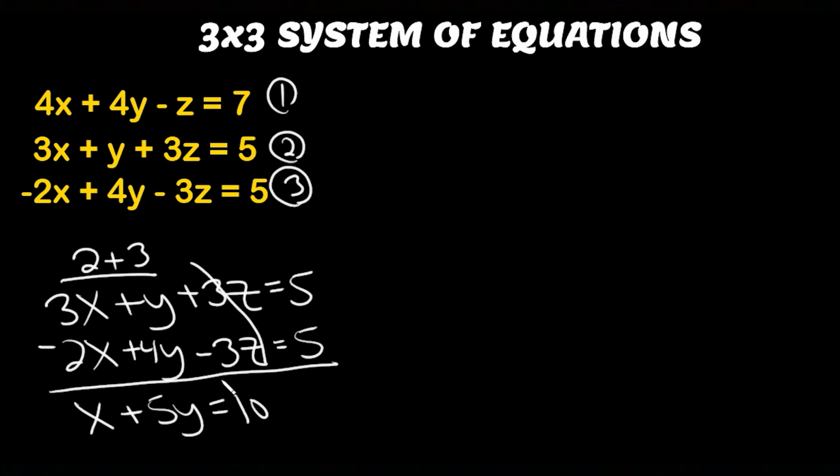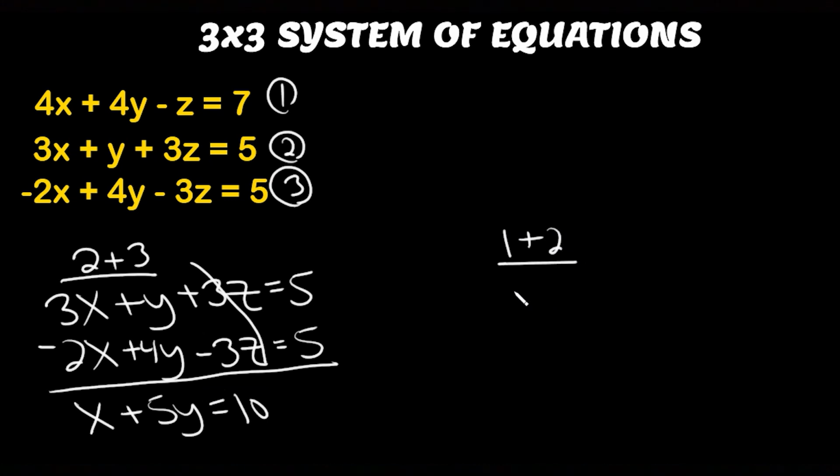Now I have to pick two other equations and I have to eliminate z. That way I have another equation in terms of x and y. So I already used 2 and 3. This time I'll go ahead and use 1 and 2. You could use 1 and 3, it doesn't matter. But I'm just going to use 1 and 2. All right, so 1 and 2.